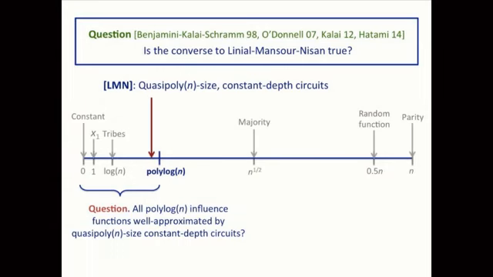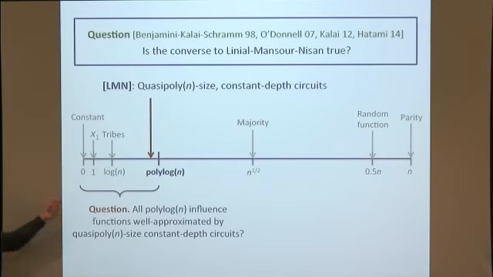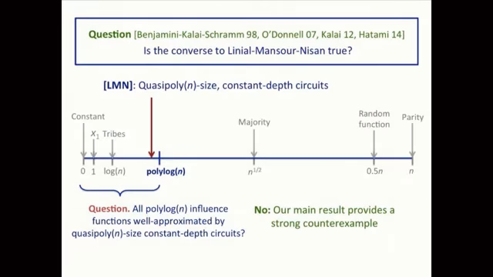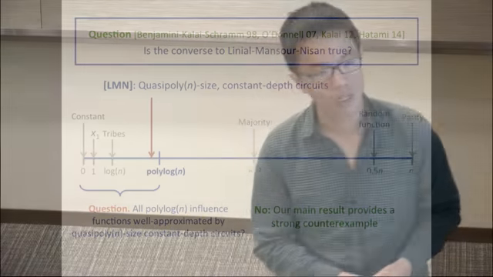So just to be slightly more precise, LMN says that if you give me the structure that you have poly size or even quasi-polynomial size and constant depth circuits, you lie to the left of polylog n. Now you can ask, if you lie to the left of polylog n, do you have this structure? Are all polylog n influence functions well approximated by the same class of functions? If it's true, this would be a very, very nice characterization of low influence functions. But to spoil the suspense, we disprove it. We show that our main result gives a strong counterexample to this, which is unfortunate.